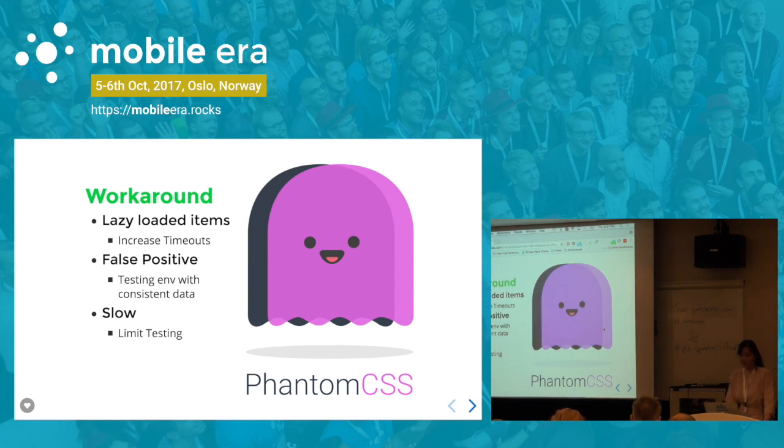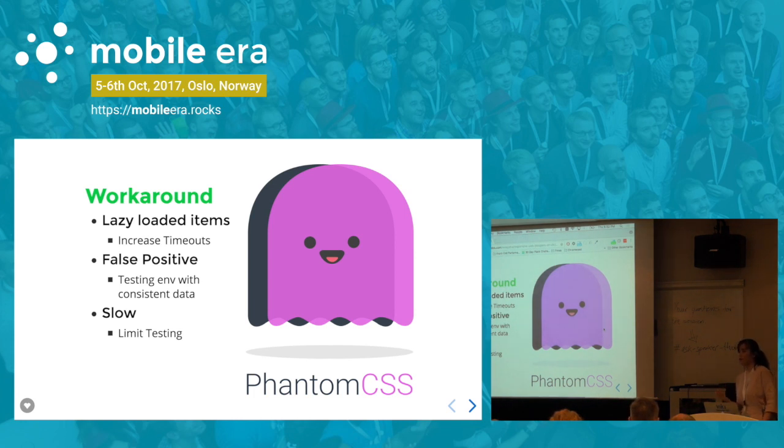In order to combat false positives, you can make sure that your testing environment has data consistent with your local environment. So if you're testing a screenshot from your local environment against a testing environment, the data is always going to be the same. So in terms of slowness, you don't need to actually test everything.